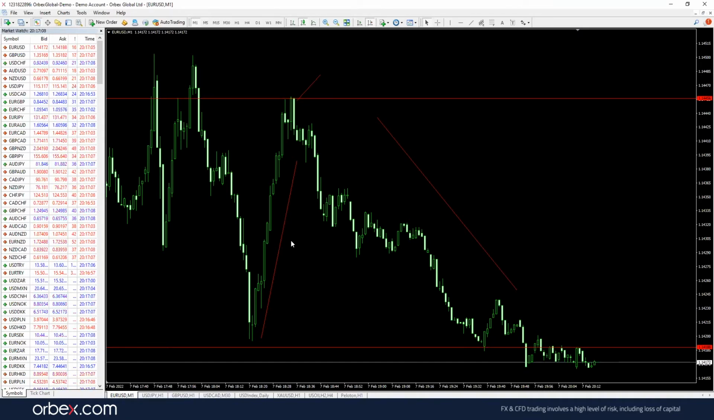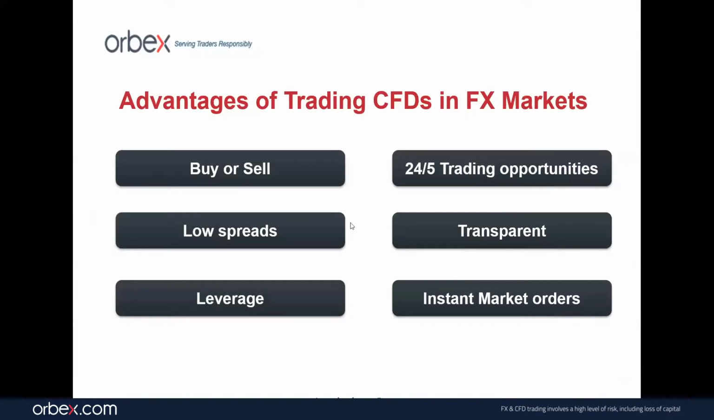So just a few things to look out for in those options there. Low spreads, we will go into detail shortly, and leverage as well. 24 hours a day, 5 days a week trading opportunities, very transparent market. You know, there's no hiding any of the orders or any of the opportunities that are in the market, and also instant market orders as well. So as soon as you hit that button, the price will open, and then you'll be able to see what the buy or sell price is.